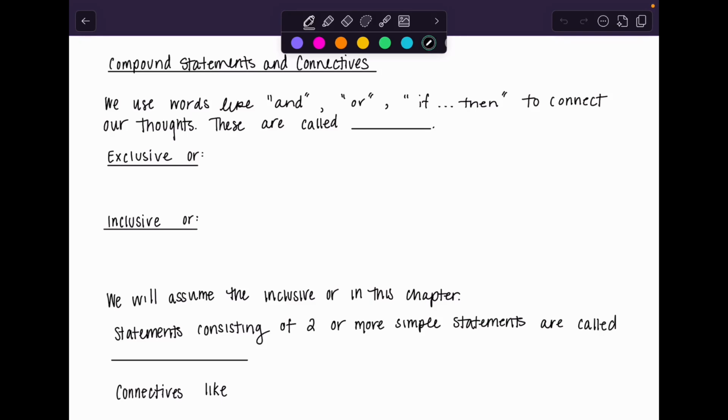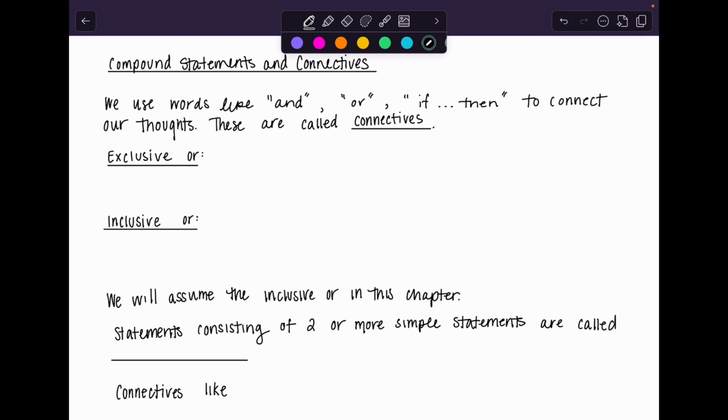This next section is about compound statements and connectives. If you think of just how you speak normally to your friends, or even how I've been speaking in a lot of these videos and that sentence alone, we use a lot of phrases like and, or, if then to connect our thoughts. So these specific words are called connectives. And what they make, because they're connecting two different thoughts, are compound statements.